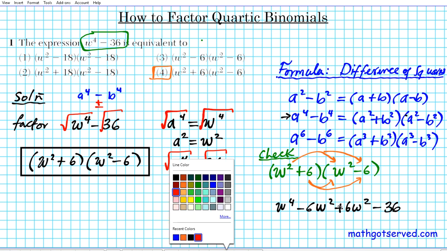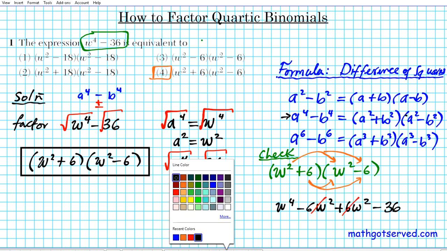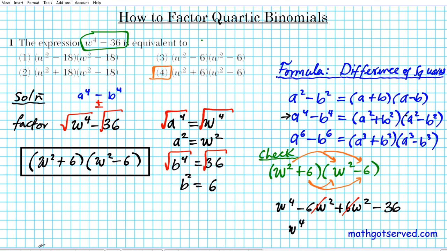Now if you take a look at the center terms, they're opposites of each other, so they take each other out. And then our expanded form of this result is w to the fourth minus 36. Now, is this answer the same as what we started with? It certainly is. So that shows for a certainty that our answer is correct.